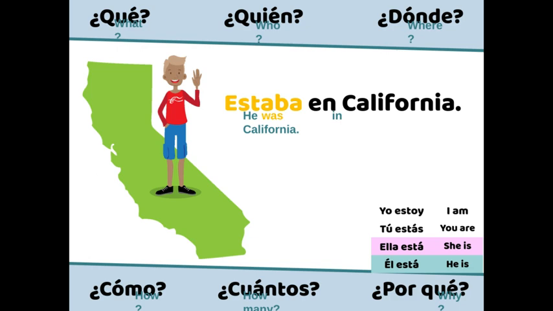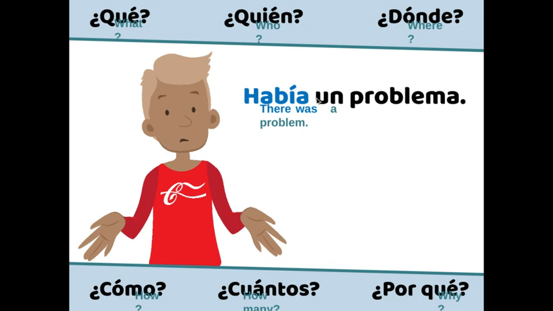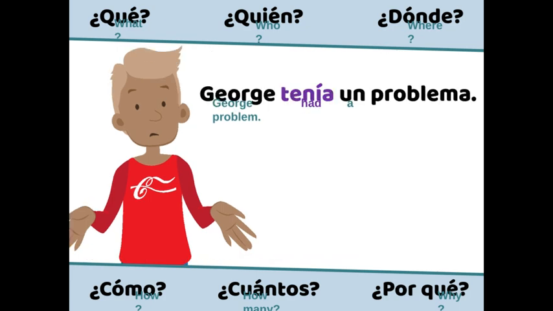Vamos a seguir. Había un problema. Oh no. Our friend George, he has a problem. Había un problema. Había, there was. No questions here. I just need to form some problems. George tenía un problema.